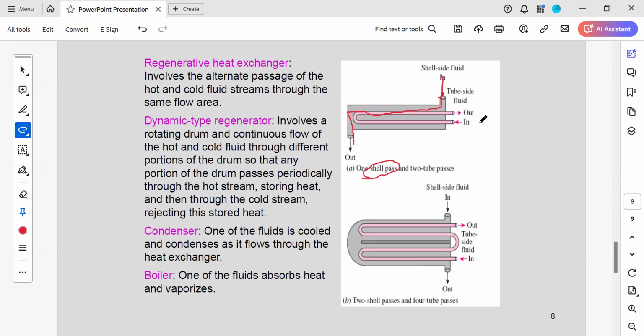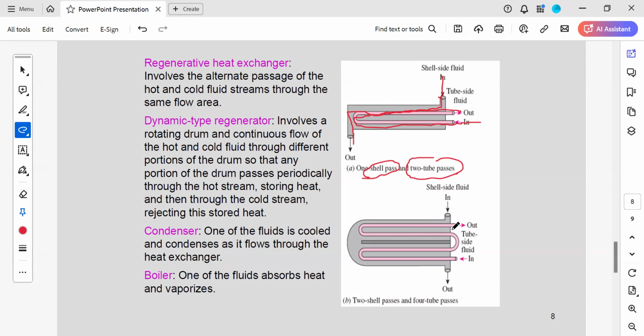Coming to the tube pass, it is entering here, going like this, and once again coming like this. So when it is coming this one, you will get one tube pass. When it is coming this one, you will get two passes. Therefore, the name of the heat exchanger is one shell pass, two tube pass heat exchanger.